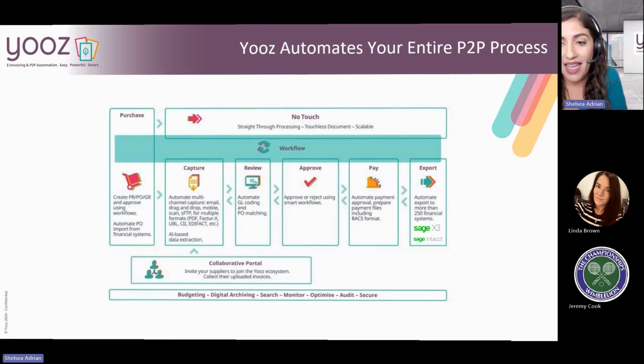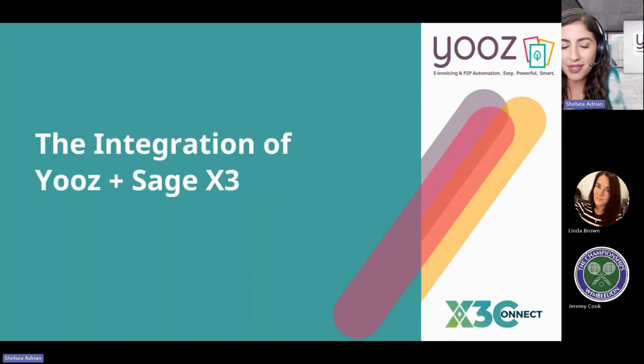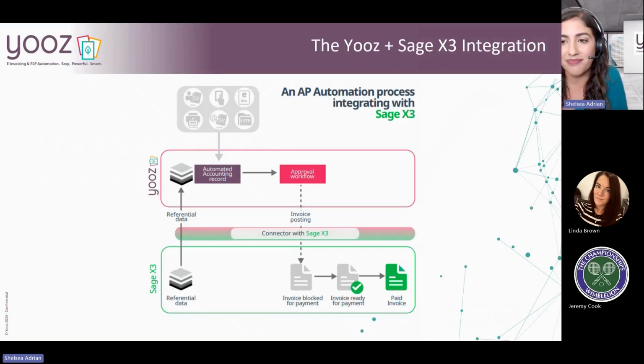All right, let's go a little bit further since we're on the subject of technology. Let's take a little bit of a closer look into this real-time connection that we have between Yooz and Sage X3 and Intact. So just before jumping into the demonstration of Yooz, I just wanted to show you this diagram so you can really see and have a clear visual representation of this connection between the two tools. Yooz is going to pick up all of the necessary data from Sage Intact or from Sage X3, your different ERPs that you're working with, like purchase requests and orders, for instance, and vendor details as well.